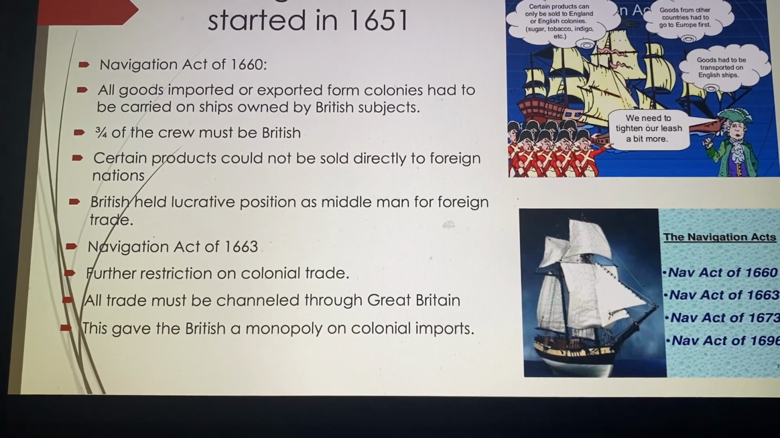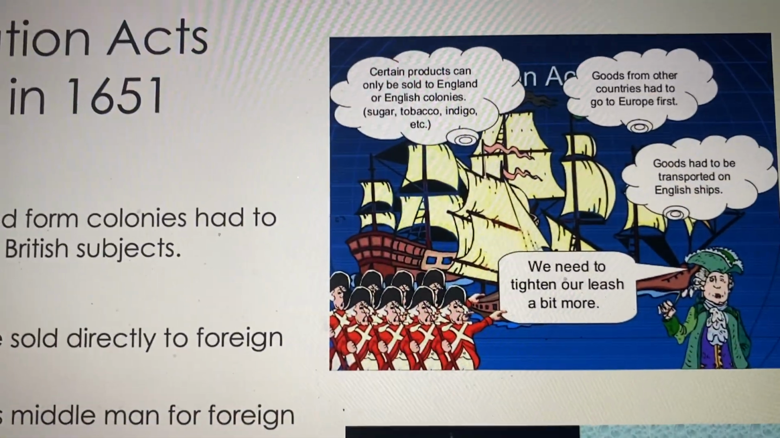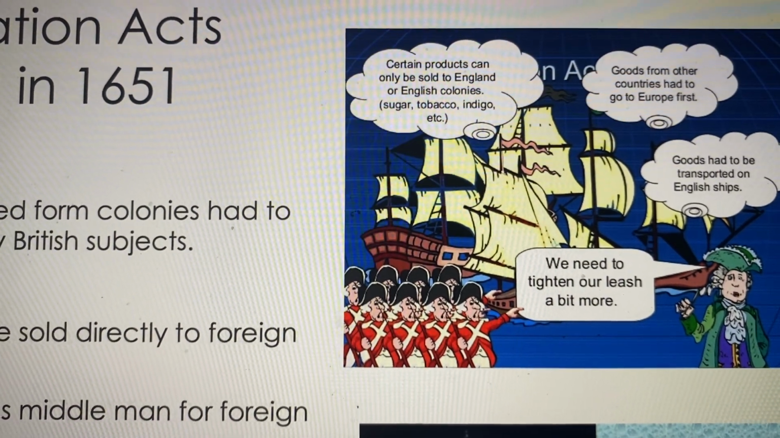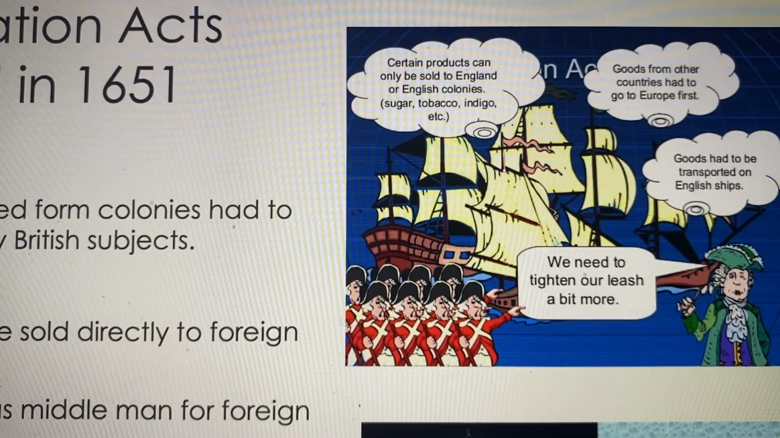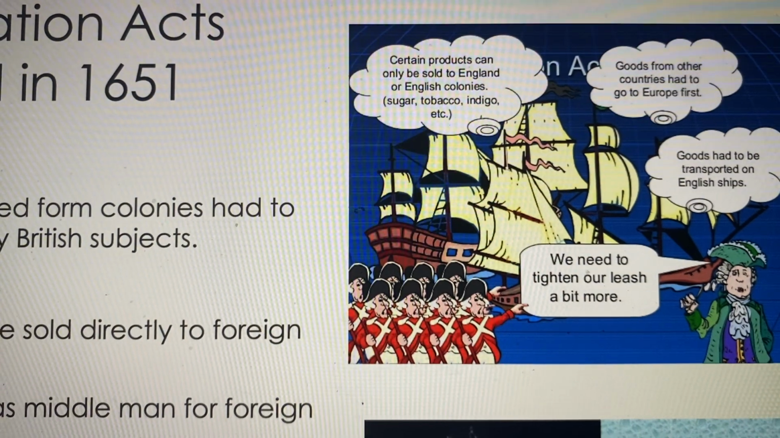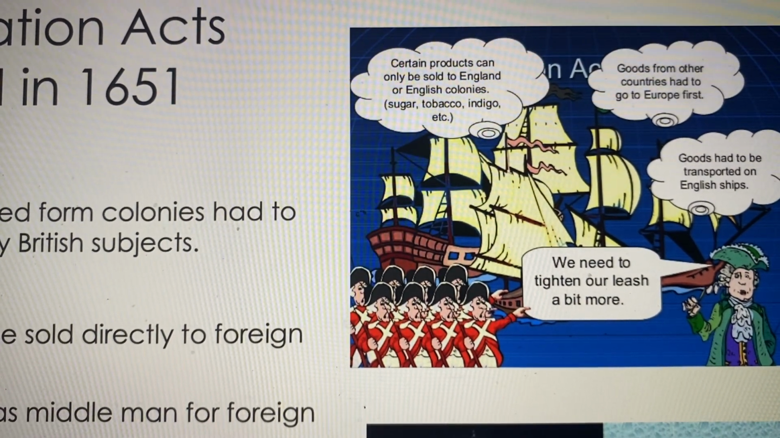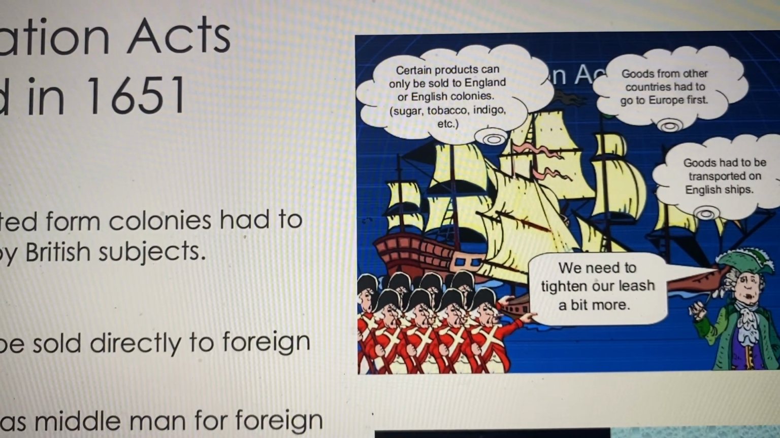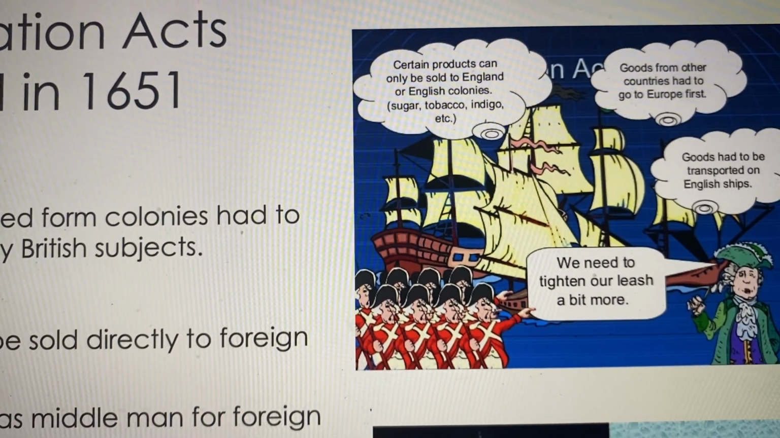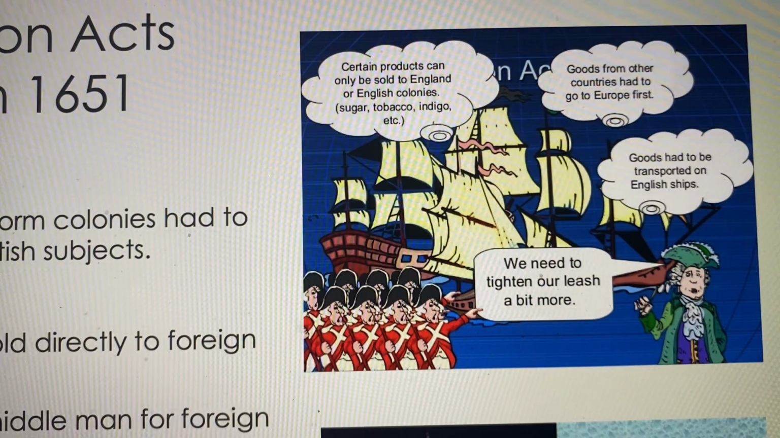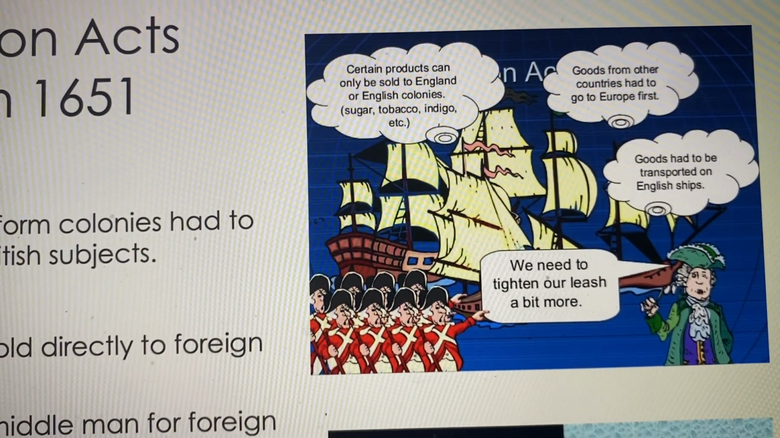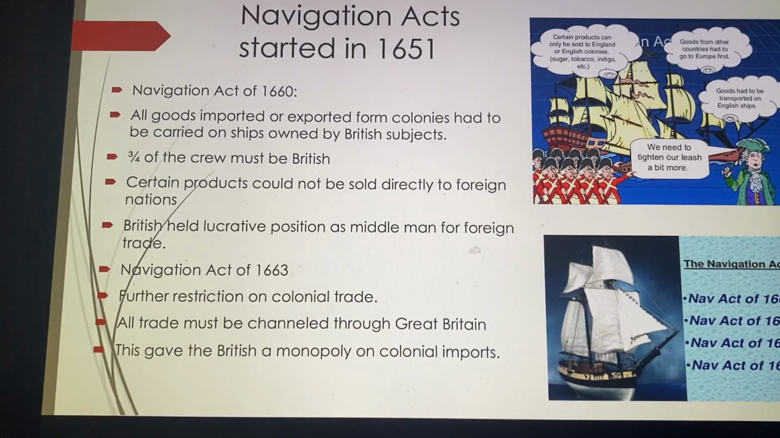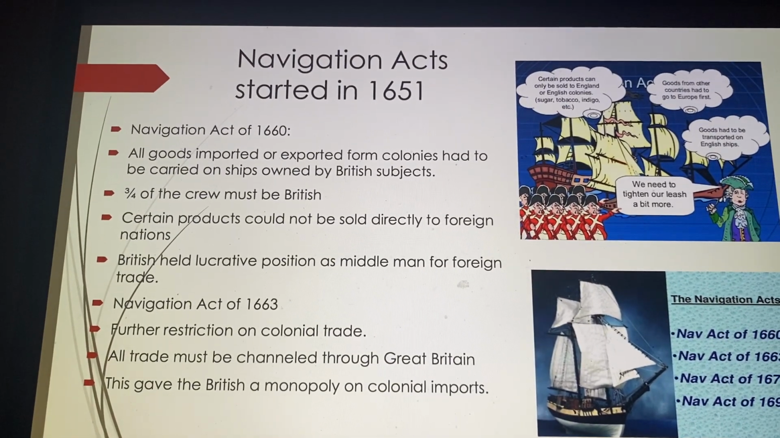Certain products, the cartoon up here, let's kind of see here. Certain products can only be sold to England or English colonies, such as sugar, tobacco, and indigo. And goods from other countries had to go to Europe first, and goods had to be transported on English ships. And basically, England was saying, we need to tighten our leash a bit more on America. Oh, how do you think Americans are going to think about this?